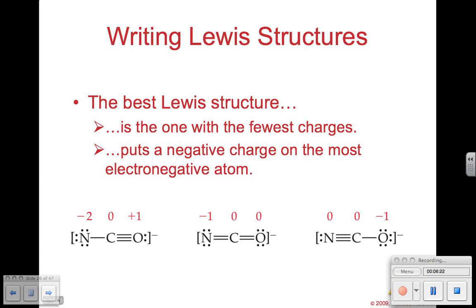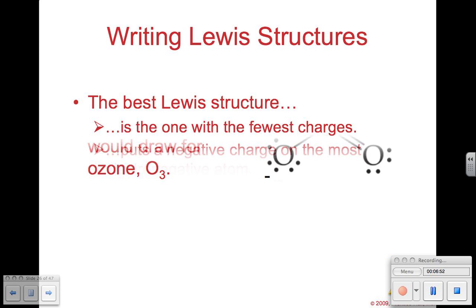The second one here has a -1 formal charge on the nitrogen and a 0 and 0 on the carbon and the oxygen. Now, oxygen is more electronegative than nitrogen, so the last structure is our most favorable because the formal charge is on the most electronegative oxygen. So we're going to pick that one as our best Lewis structure for this compound.